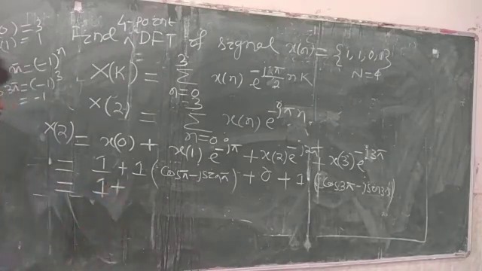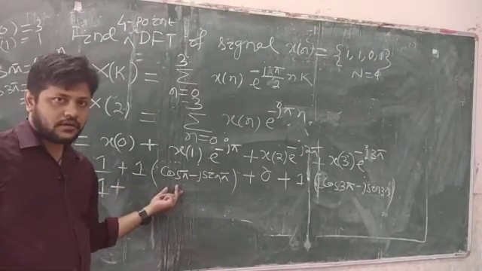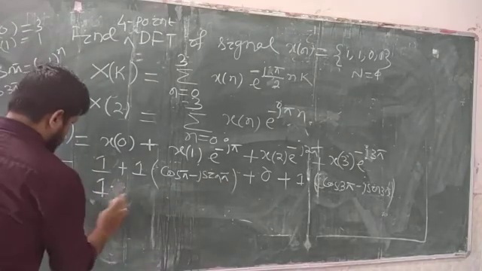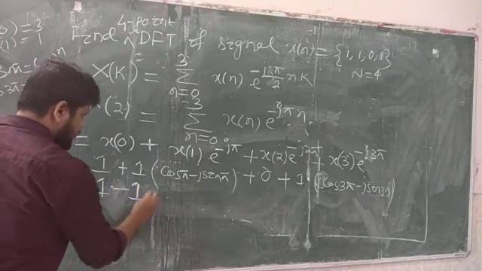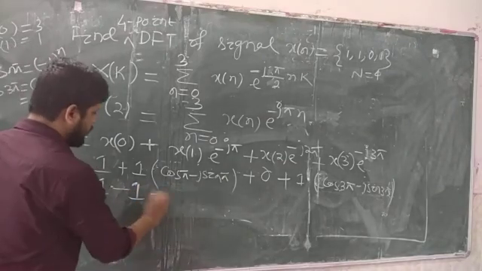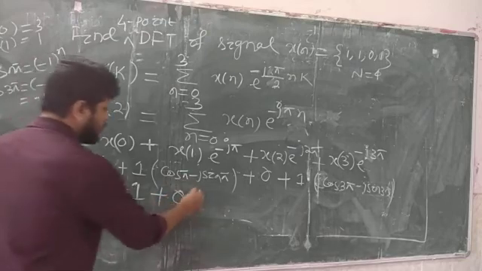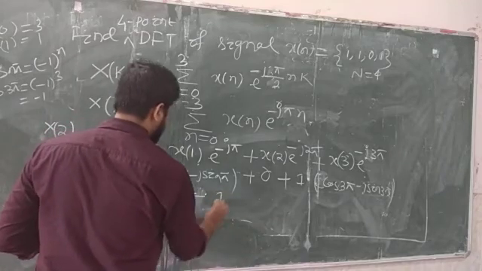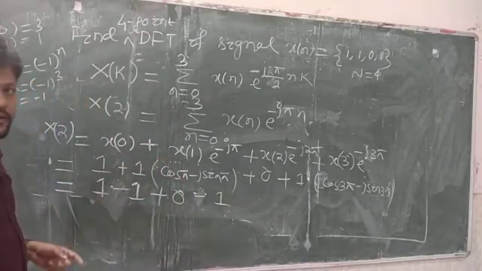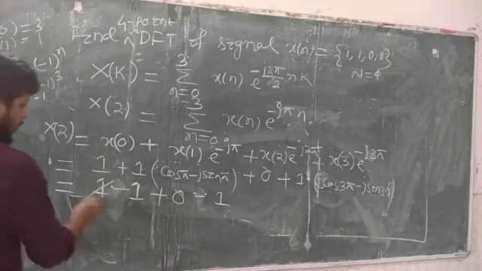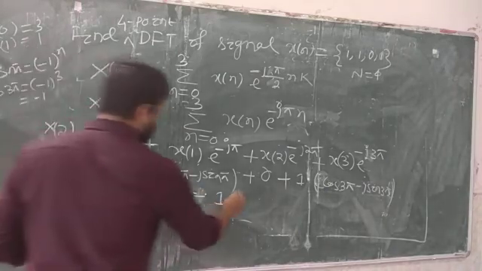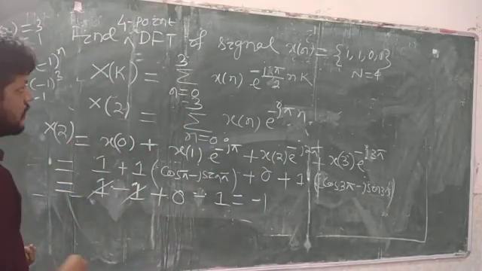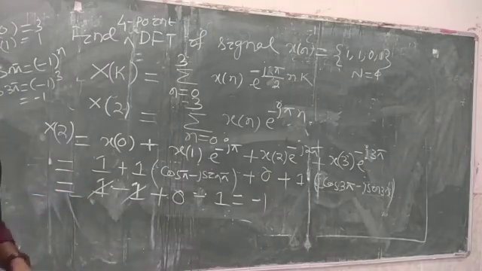So this is 1 plus this cos pi value is obviously minus 1, because minus 1 to the power 1 is minus 1. So 1 minus 1. Then we have sin pi value 0, so no need to worry about it. So plus 0. Then we have cos 3 pi, again we have value is minus 1. Cos 3 pi value is minus 1 and sin 3 pi value is 0. So this 1 minus 1 will be cancelled out and 0 minus 1, the answer will be minus 1. So x of 2 value is minus 1.